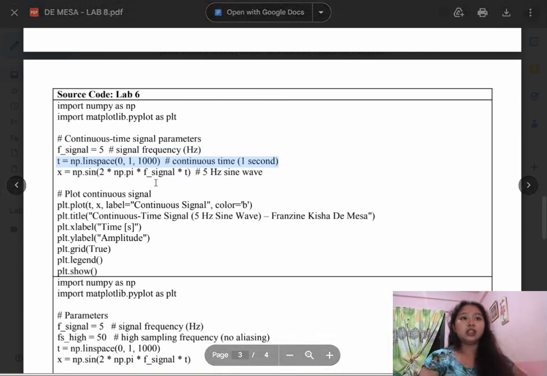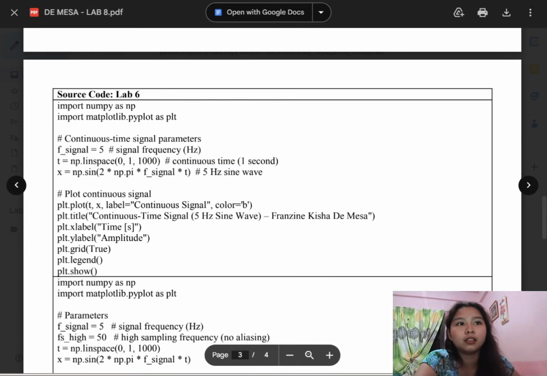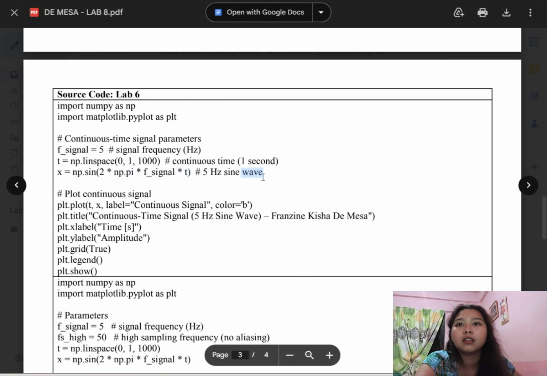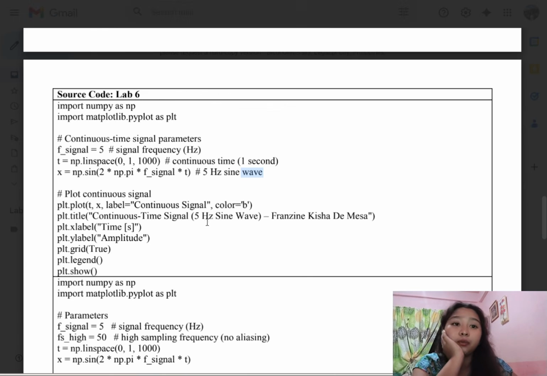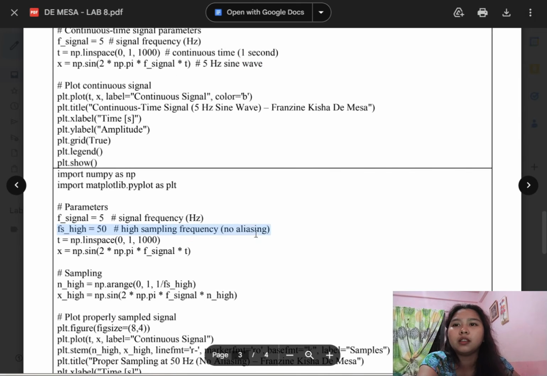The variable t is generated using NumPy's linspace, which creates 1,000 evenly spaced points between 0 and 1 seconds. Then x equals NumPy sine of 2 times pi times f sub signal times t. This produces a smooth sine wave, which is our reference continuous signal. For the first sampling condition, we use a sampling frequency of 50 hertz.